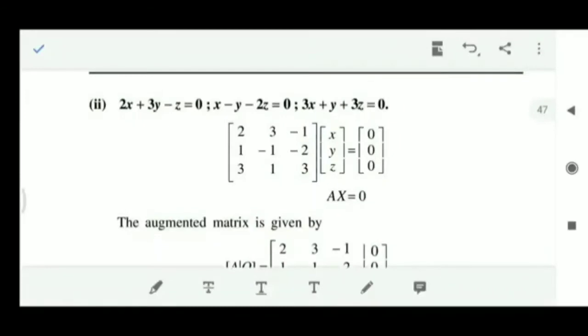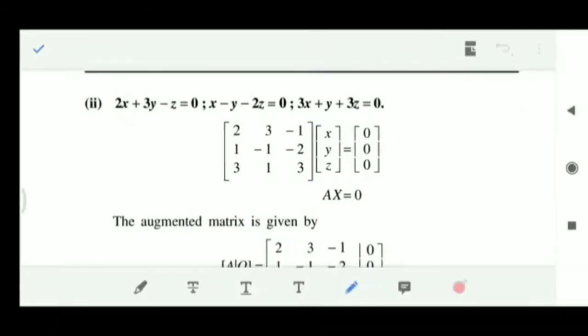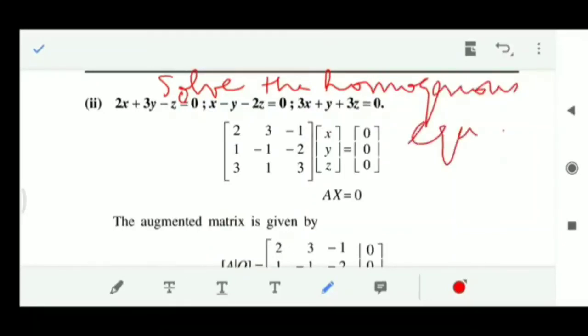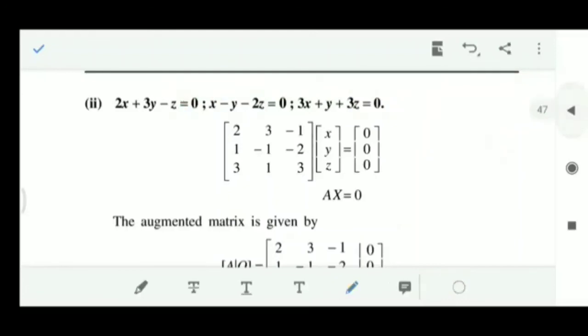Next sum is we have to solve this homogeneous equation. So this equation is called the homogeneous equation. Since all the equations have 0 on the right side, we call this a homogeneous equation. For a homogeneous equation, we have only two kinds of solutions. One is the trivial solution, the other one is the non-trivial solution. Okay, let's move to this sum.